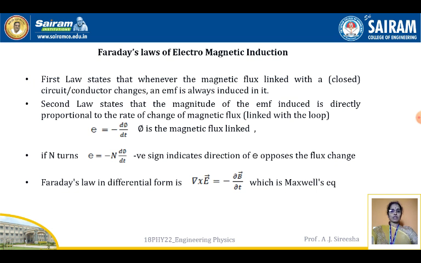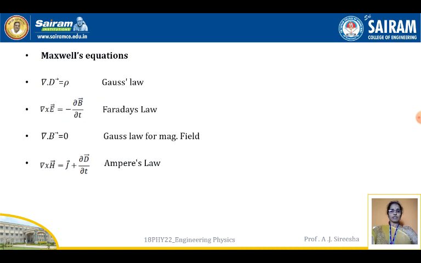So from all these laws, we have seen four Maxwell's equations. First is Gauss law, that is del dot D is equal to rho, where rho is the charge density. These four are called Maxwell's equations, which led to a revolution and could explain most of electromagnetic fields and magnetic laws. Del dot D is equal to rho is called Gauss law. Del cross E is equal to minus dou B by dou t is because of Faraday's law in differential form. Next is del dot B equals 0, Gauss law for magnetic field.